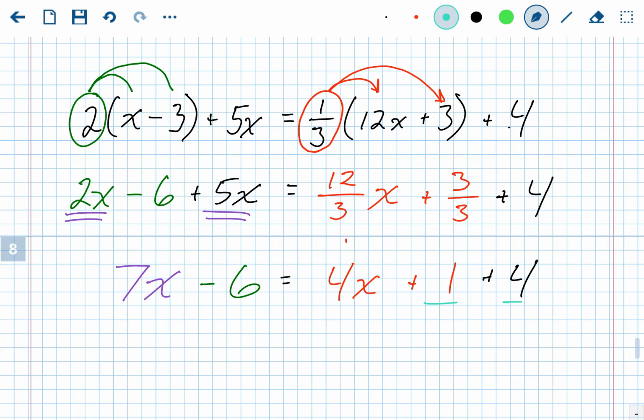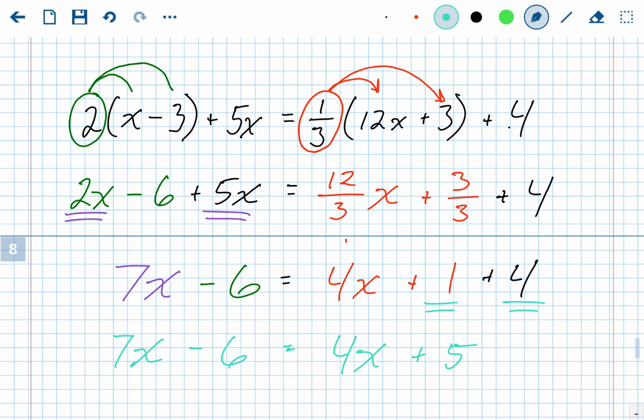You have a 1 and you have a 4. Okay. Again, these are right next to each other. It just literally says 1 plus 4. So that's all you have to do. You don't have to subtract. You're not moving things around. You're just combining 1 and 4. Okay. 1 plus 4 is 5. Okay. So our simplified left side is 7x minus 6. Our simplified right side is 4x plus 5.